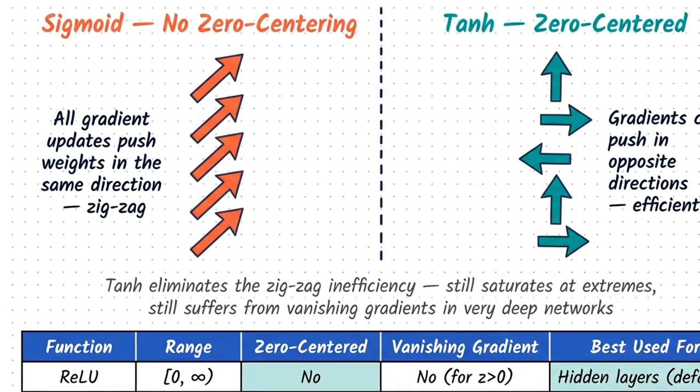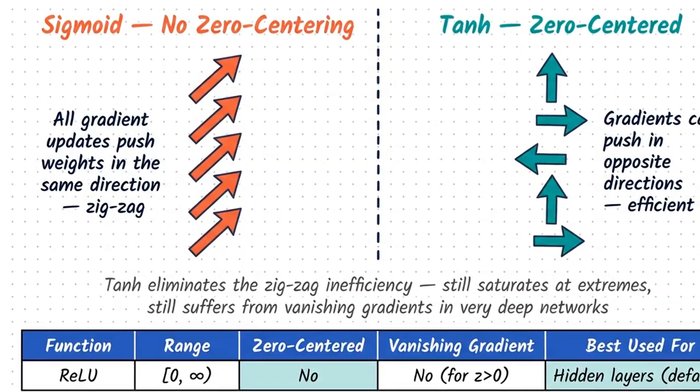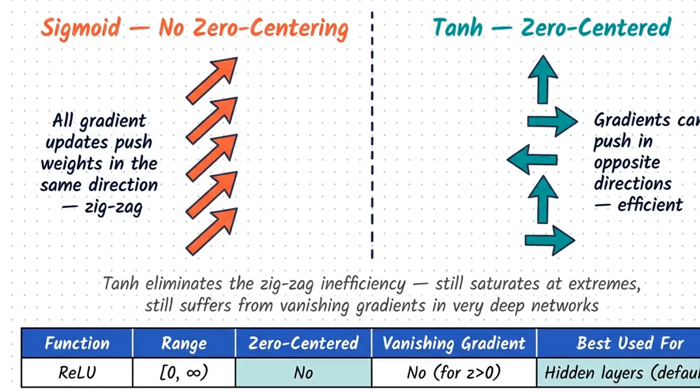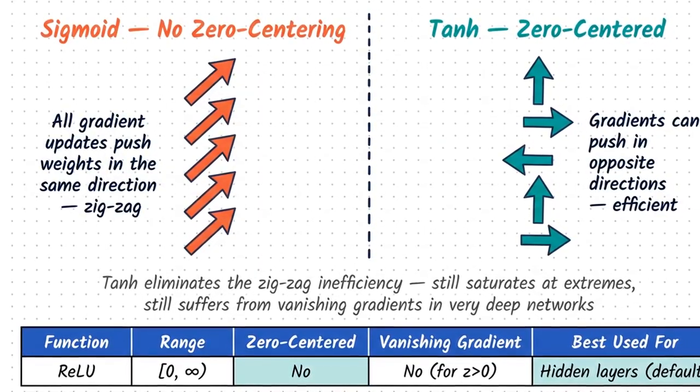It still saturates at its extremes and still suffers from vanishing gradients in very deep networks, but its zero-centering makes it preferable to Sigmoid for hidden layers in many contexts.